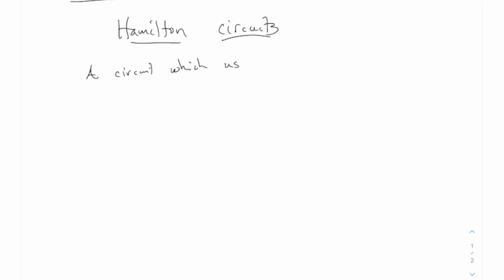What I want to talk about next is the same thing, but for a circuit which uses every vertex without repeating any, or a path which uses every vertex without repeating any. These are called Hamilton circuits. A Hamilton circuit is a circuit which uses every vertex once without repeating.